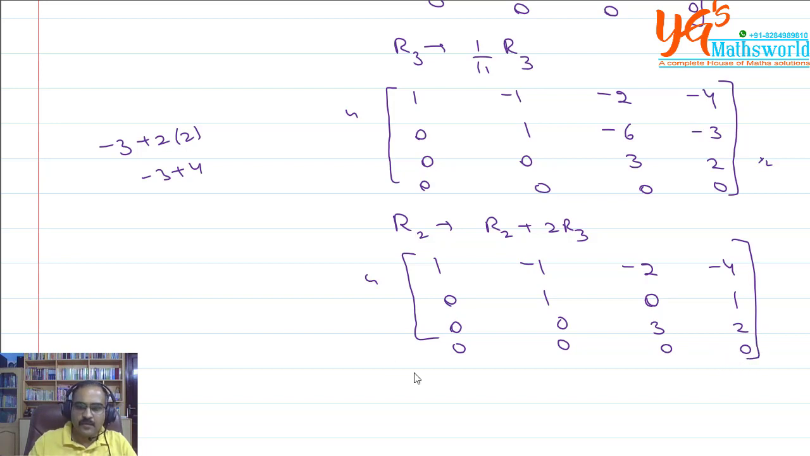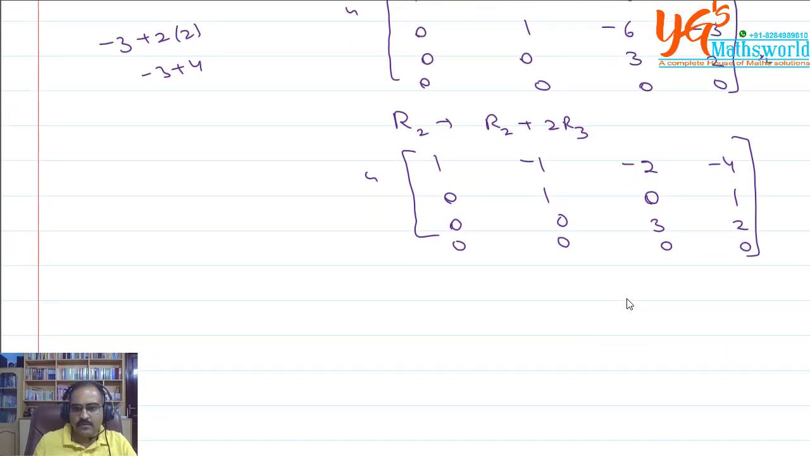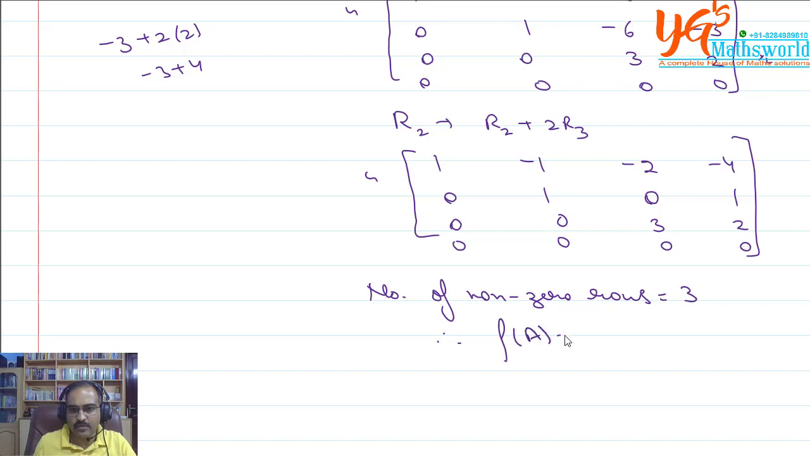Okay. So that means the number of non-zero rows is equal to 3. Therefore, rank of A is equal to 3. I think the step has been clear to everyone.